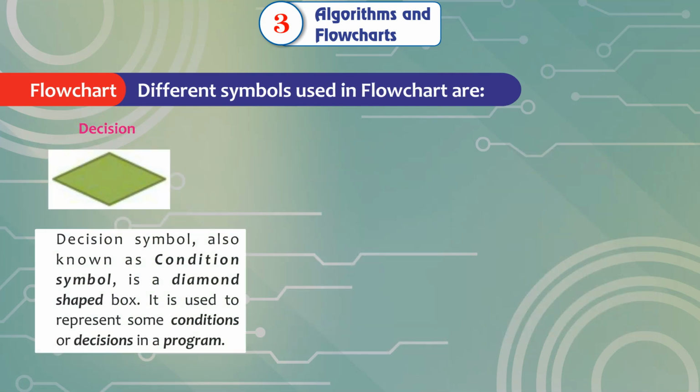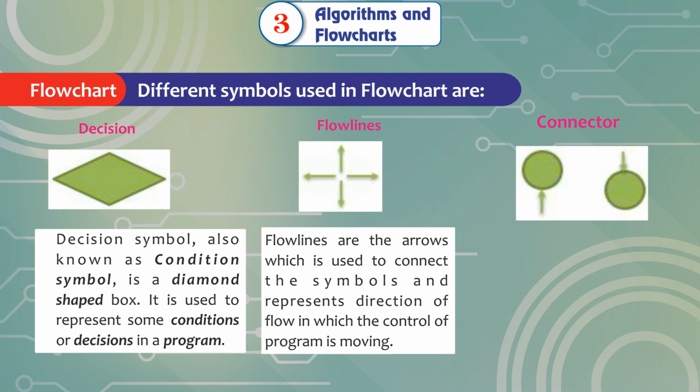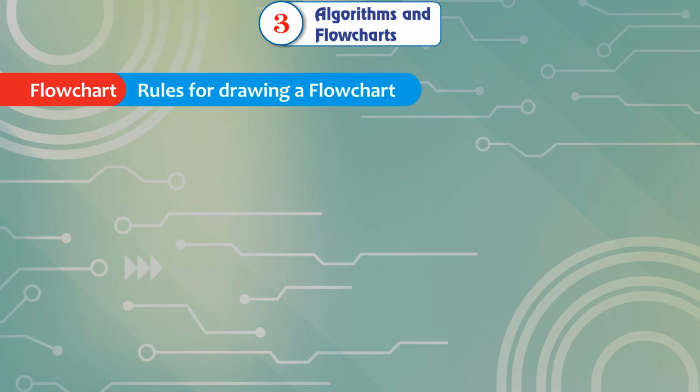Decision. The decision symbol, also known as the condition symbol, is a diamond-shaped box. It is used to represent some conditions or decisions in a program. Flow lines. Flow lines are the arrows which are used to connect the symbols and represent the direction of flow in which the control of the program is moving. Connector. The connector symbol, as the name implies, is used to connect two parts of the flowchart to show the continuity.